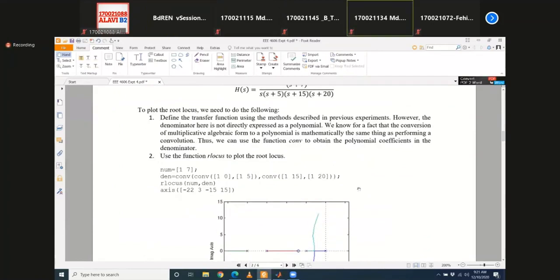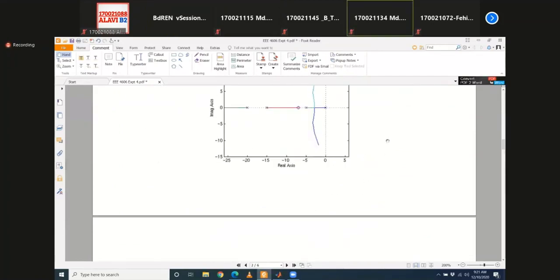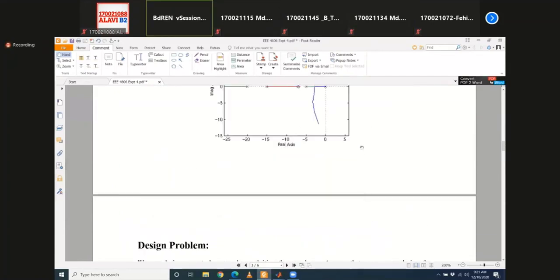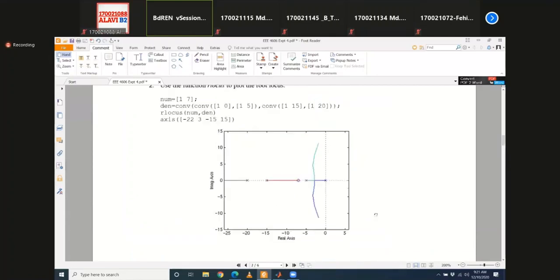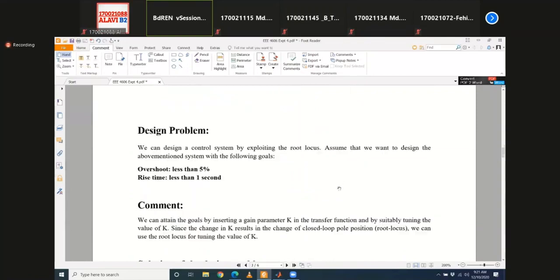Okay, so we have plotted the root locus diagram. Now let's make use of the root locus diagram to achieve some desired parameters of the system. Suppose we want to design that system with these two parameters. The overshoot should be less than 5%. Rise time should be less than 1 second.